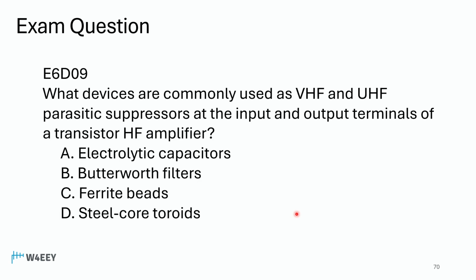So what devices are commonly used as VHF and UHF parasitic suppressors at the input and output terminals of a transistor HF amplifier?